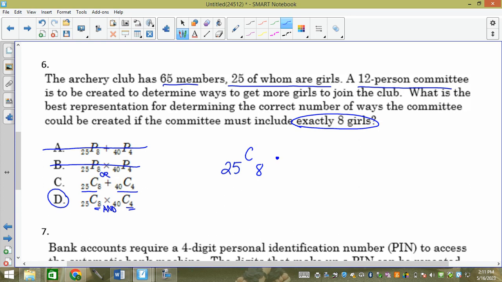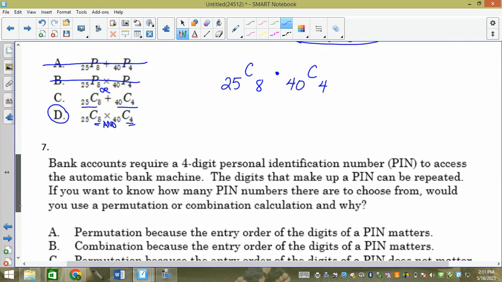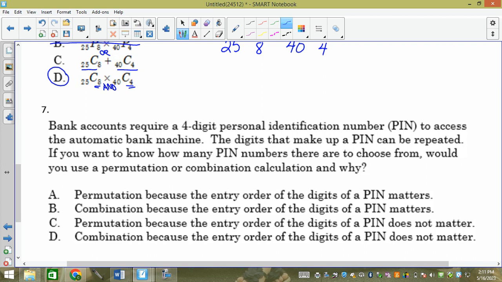And I have how many left that aren't girls? 40. And I need to choose 4 more to make 12 people, right? What unit was that from?